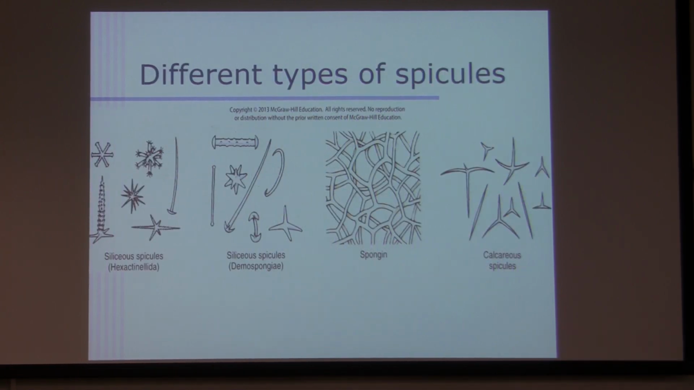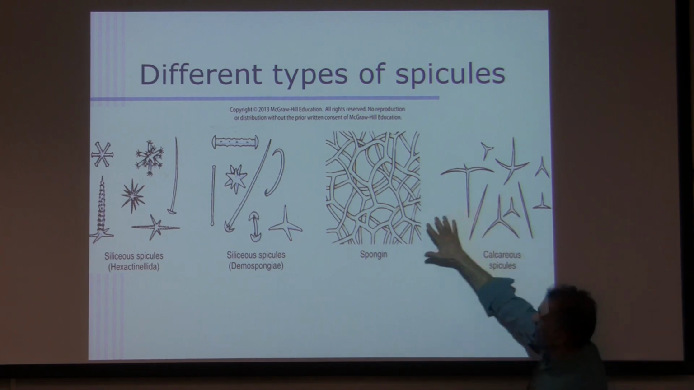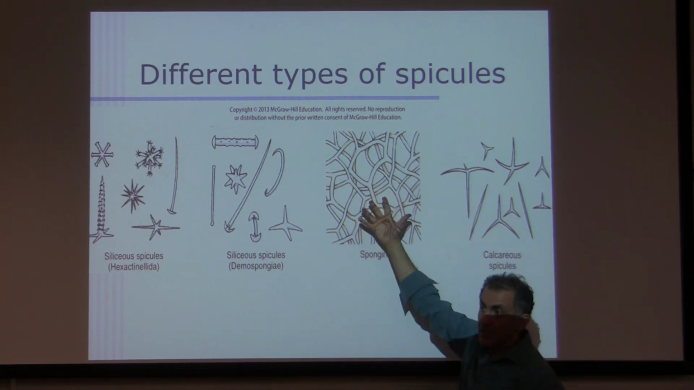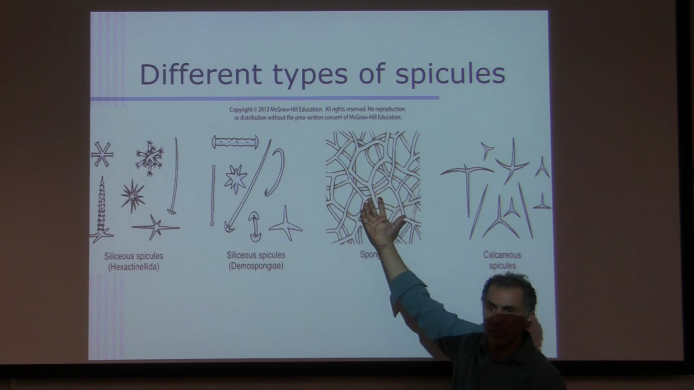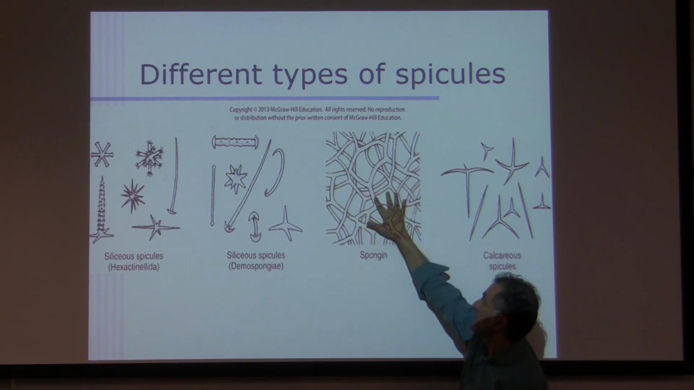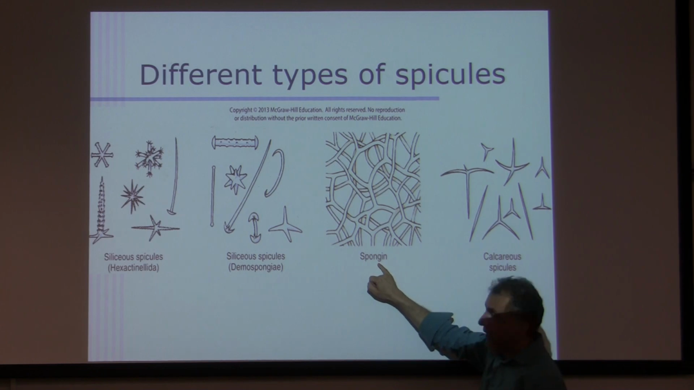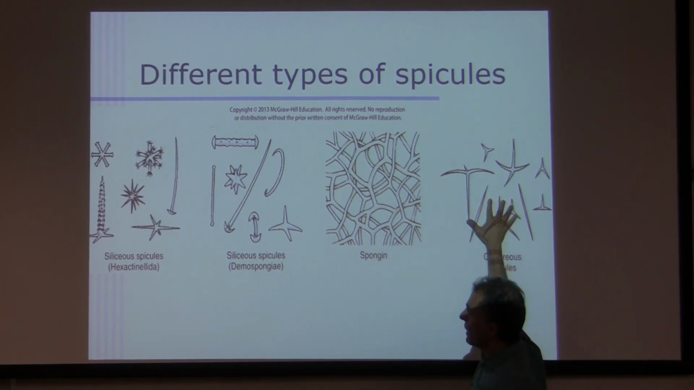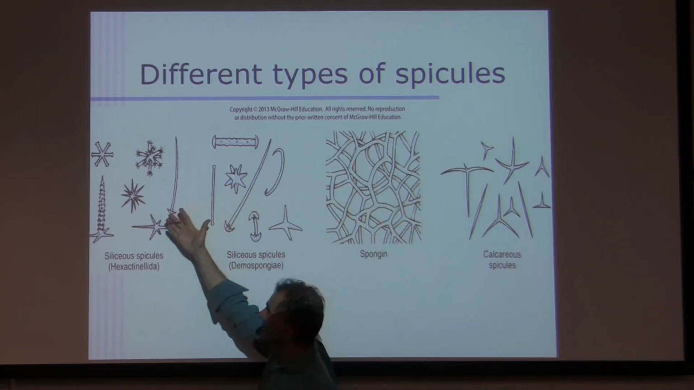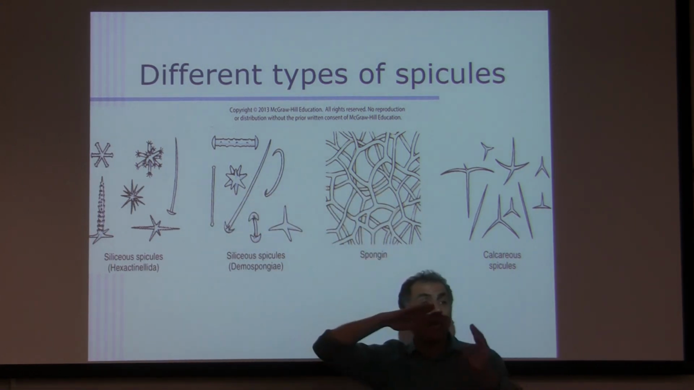Okay, here are the spicules. You see how sharp they are? And this is spongin. It looks like spaghetti. You do have a slide of this in the lab. Okay, so it looks like spaghetti. It's made up of collagen, but this one is made up of calcium carbonate. This one is made up of silicon, and they're all shaped differently.